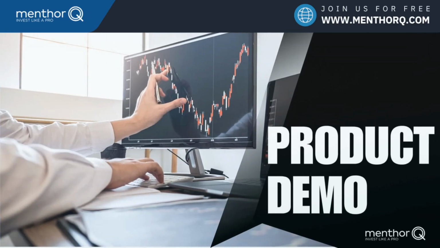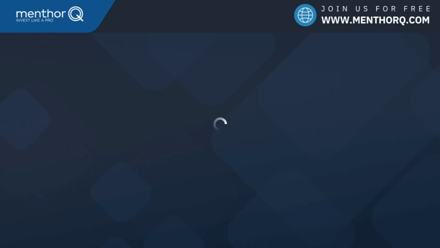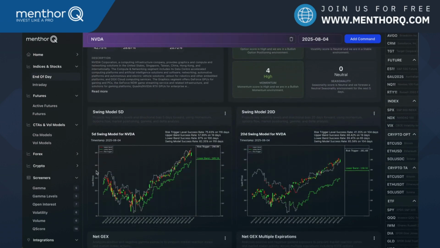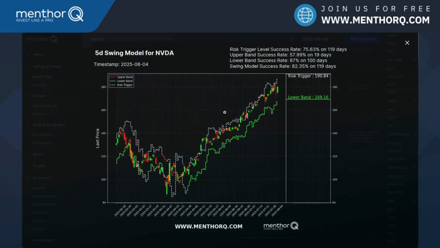So if we go to the dashboard, I'm going to open it up here. What we have here is NVIDIA. So we are in our end of day section of the dashboard right here. We have NVIDIA right there. And what we see at the bottom is our swing model, 5 days and 20 days. So if we start from our 5 days model here, again, on the right side, to repeat this, we now have our levels for the next 5 days. We have a risk trigger at 190.84. We have a lower band at 169.16.